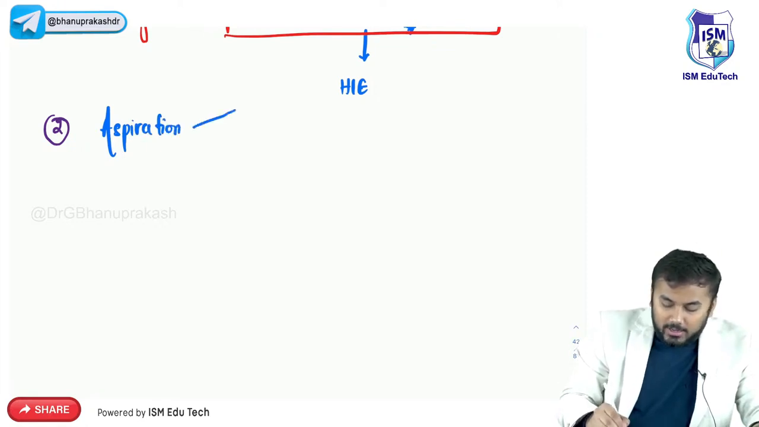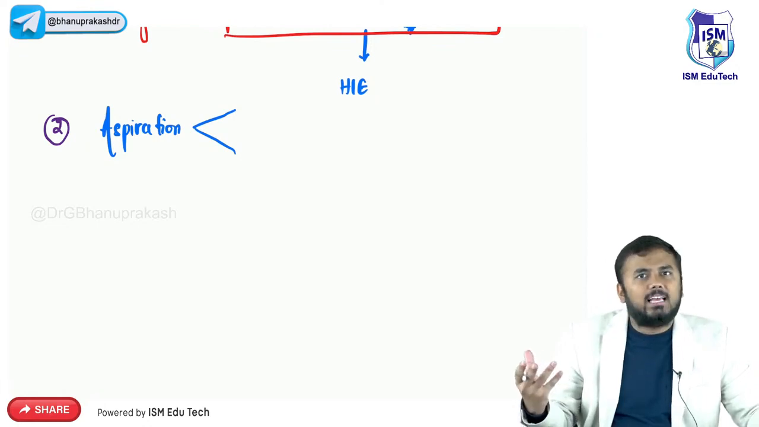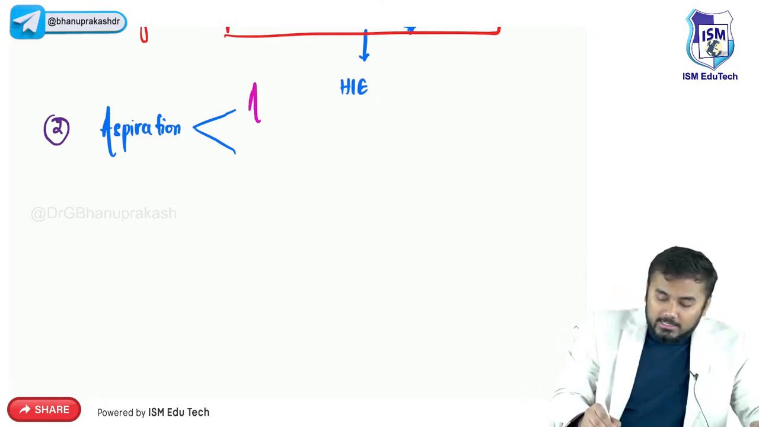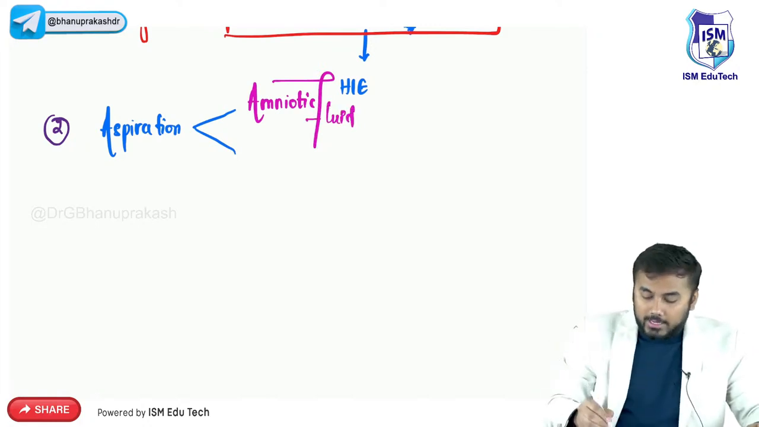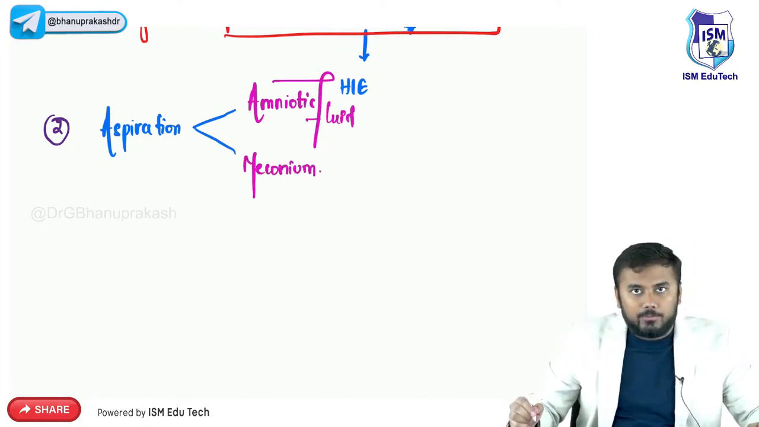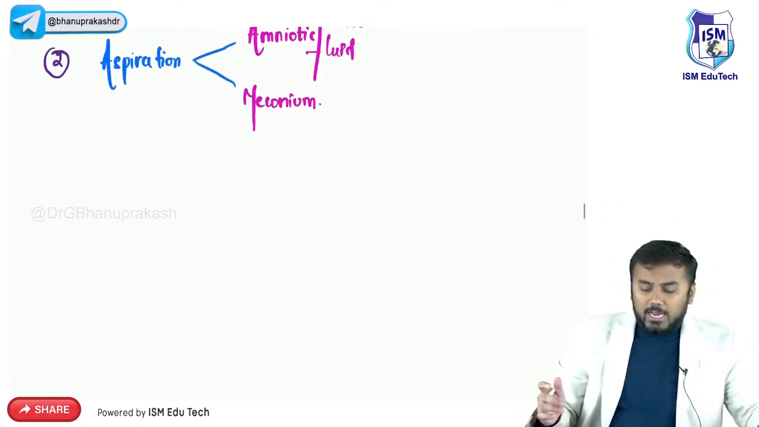Aspiration. Now a fetus, right? What can a fetus aspirate, guys? बताओ, क्या aspirate कर सकता है? It can aspirate two things. Either it is aspirating amniotic fluid, or it is aspirating meconium. All of you know what is meconium, right? Sir, what will happen when amniotic fluid and meconium are aspirated?